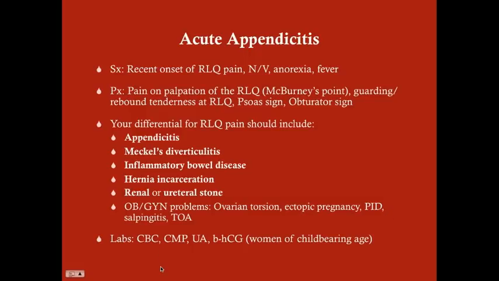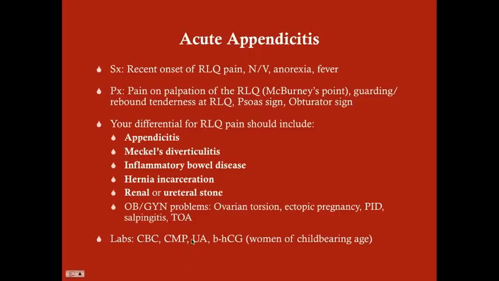Labs that you should be getting. So when you suspect appendicitis, of course, you're going to be getting labs, and labs are going to help you. And the labs you're going to be getting are things that help you differentiate these. So CBC, what do we think of in appendicitis? We have inflammation, so we should have increased white blood cell count. CMP should be normal.